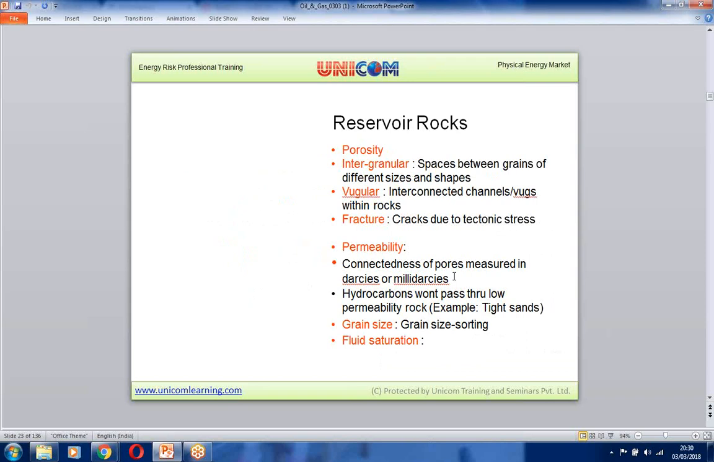These are generally measured in darcies or millidarcies. If you don't have permeability, oil and gas won't flow, and that's the case with tight sands. A different technique is required to extract the oil from tight sands, so the good point is both parameters are essential.